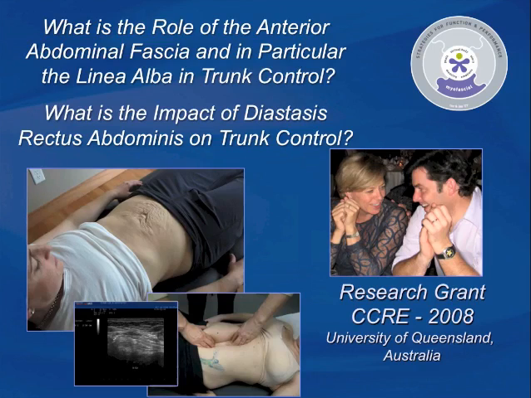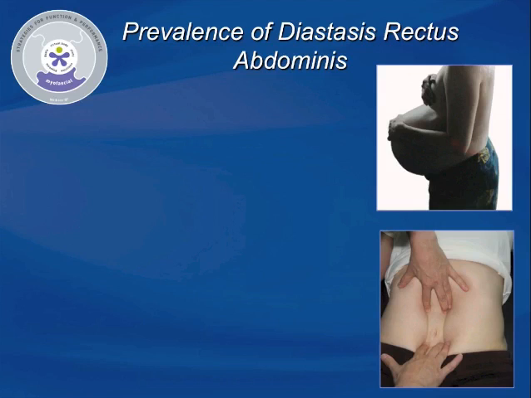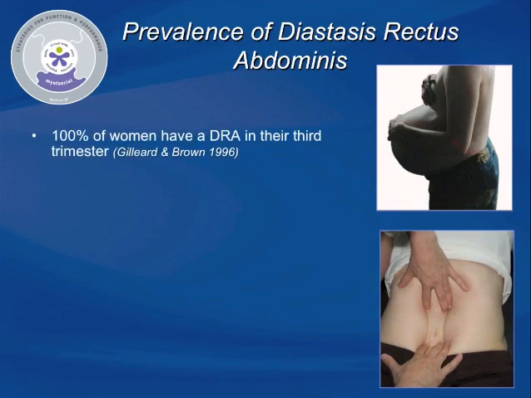So how common is this diastasis rectus abdominis anyway? It was very difficult to discern from the literature. There's very few studies. Gilliard and Brown in 1996 state that 100% of women have a DRA in their third trimester, and this number is bigger than the Boissonnault and Blaschak study in 1988, and this certainly concurs with my clinical experience in that it's impossible to stretch your abdominal wall as far as it needs to go in the third trimester without having some widening of the Linea Alba. So it's unanimous. 100% of us have a DRA in the third trimester.